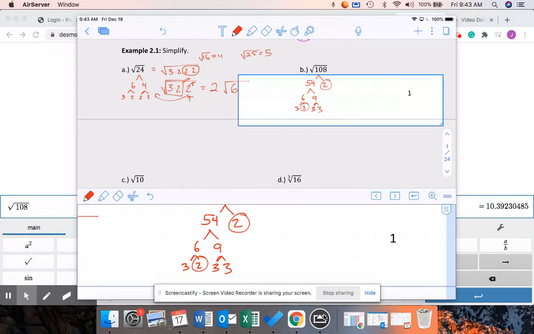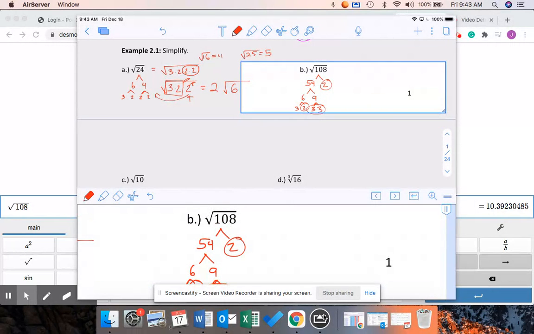It doesn't have to sit next to each other. And I see a pair of 3's here. And so I'm going to take a pair of 3's out as one singleton 3. Let's write that down. First, let's write down what I have. I have 2 times 2 times 3 times 3 times another 3.